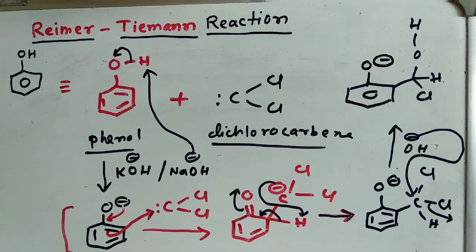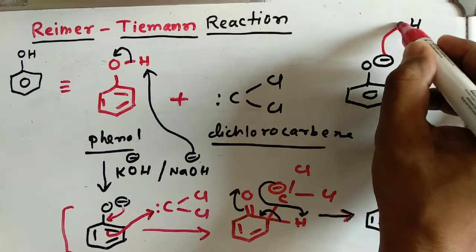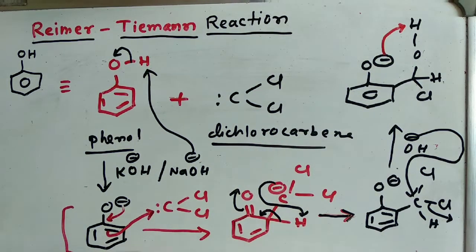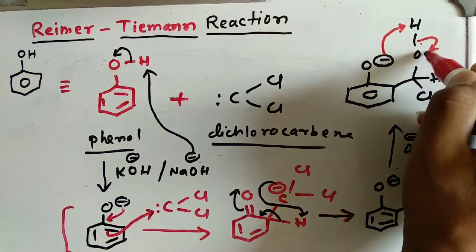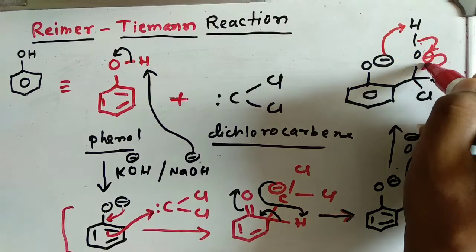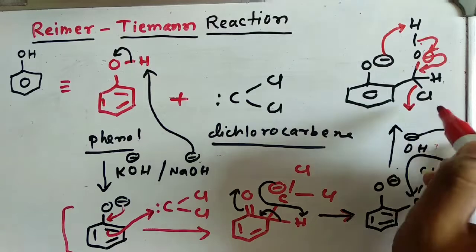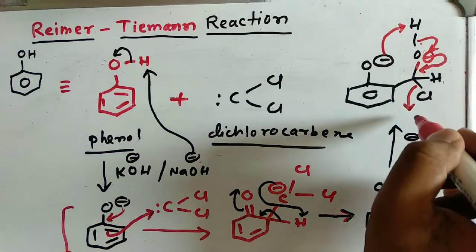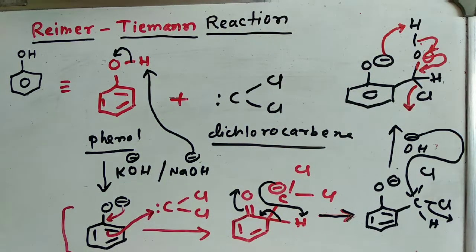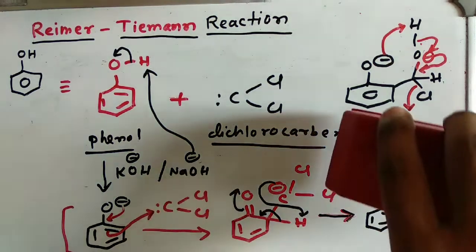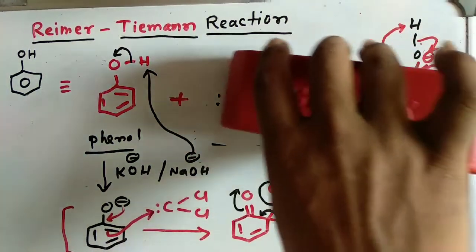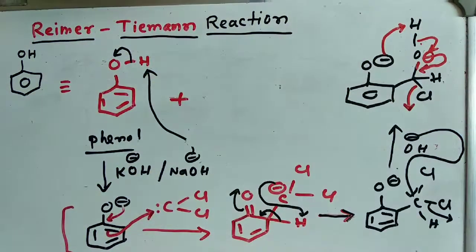In the next step, this minus will take up this proton, and a negative charge will be formed on this oxygen. Finally that negative charge will go onto this bond, and there will be a double bond over here, and this Cl, a leaving group like the previous one, will leave the system, and here will be a double bond system. So what will be the product? The product will be like this.